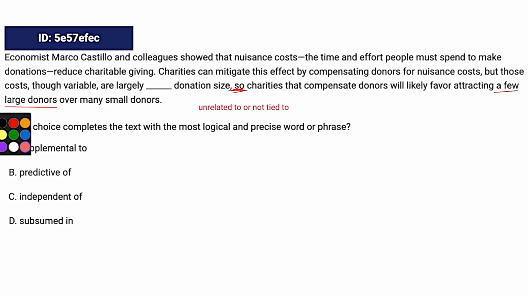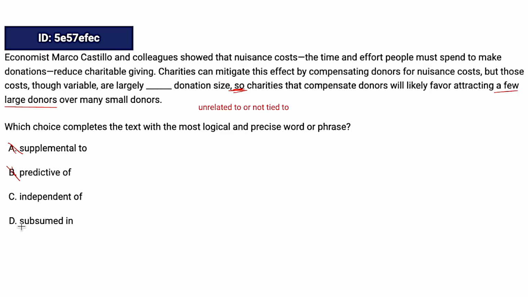Predictive of. So if it predicts it, then it's very much related to it and it is tied to it. So that's the opposite of what I want. Independent of. If you're independent of something, you are not tied to it. You are not relying on it. So that works. I'm going to keep that one.